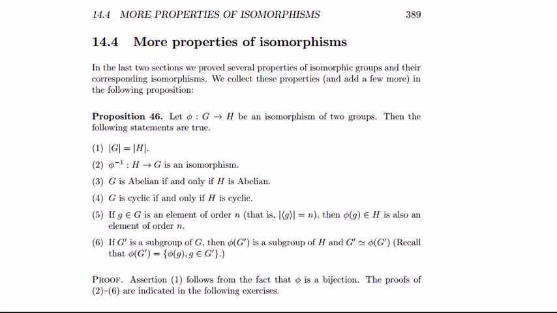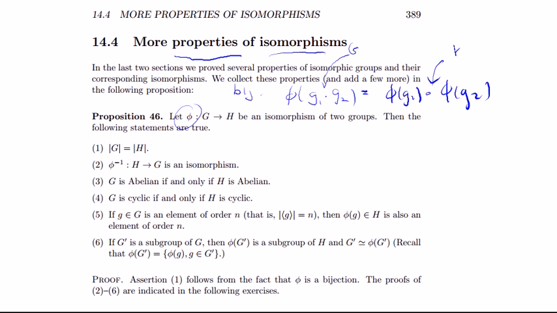Okay, let's continue our discussion of isomorphisms by listing some properties. Some of these we've proven already, and some we'll show in this section. Remember that an isomorphism is a bijection, and it preserves the group operation. So that means phi of g1 dot g2, where this dot denotes the group operation in G, is equal to phi of g1, I'll make a hollow dot here, phi of g2, and this group operation is the group operation in H.